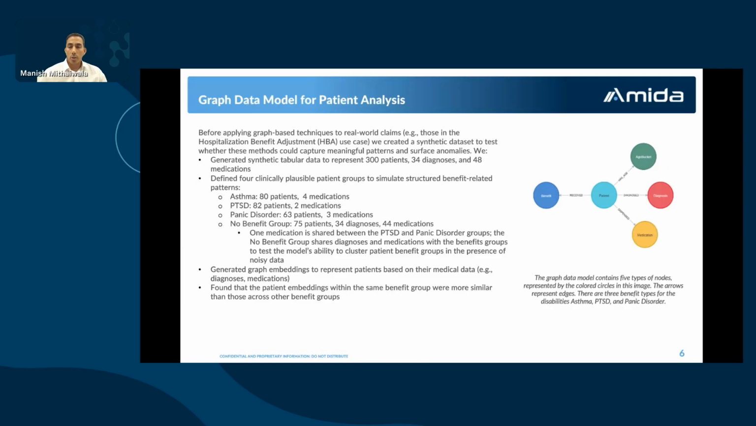In order to demonstrate our clustering and outlier detection methodology, we constructed a synthetic data set that adheres to the data model just described. For each benefit category, there are approximately 75 patients, each associated with a set of medications and diagnoses. Additionally, each node can have multiple properties. Here, for example, each patient can be associated with a benefit node type, which in our example is asthma, PTSD, panic disorder. There's a fourth group that has medications and diagnoses with no particular pattern associated with a benefit to serve as an outlier group, and importantly, is also a source of noise.